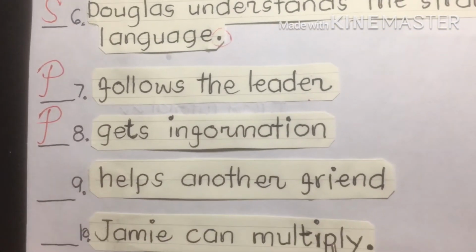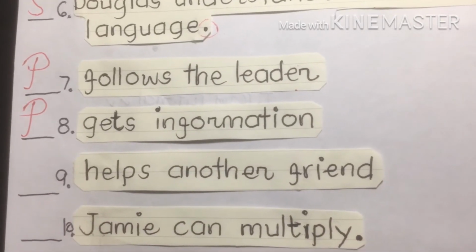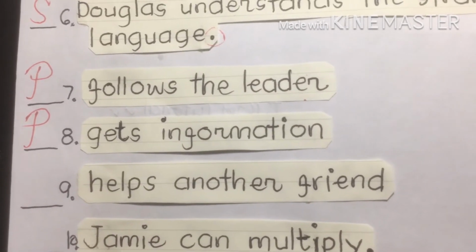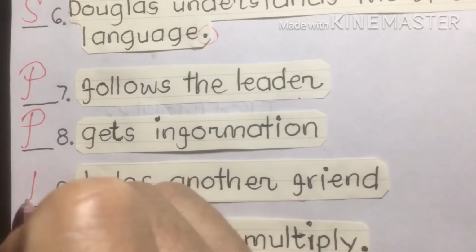That's a phrase. 9. Helps another friend. And who is another friend? We're talking about helps. It is what you call a helping verb. We need to help someone. So this is actually a phrase.